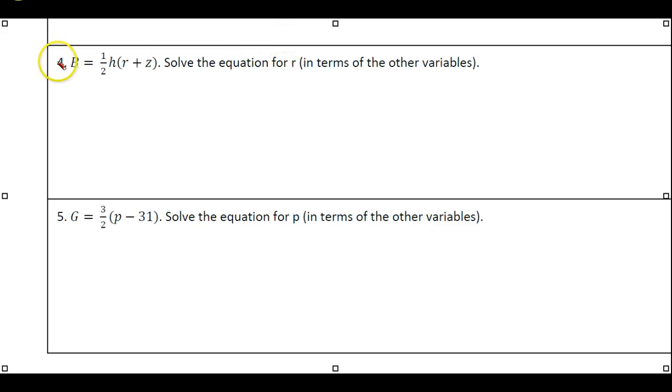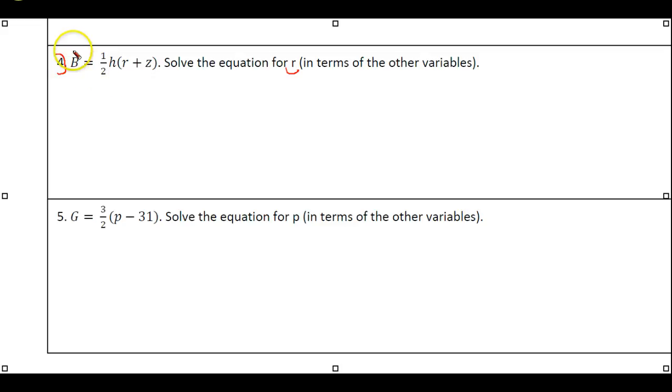Now in looking at number 4, we're wondering what technique we can use to solve for the letter R? It's inside a parenthesis, but this has a fraction. This is all one term, and again, this is one term.